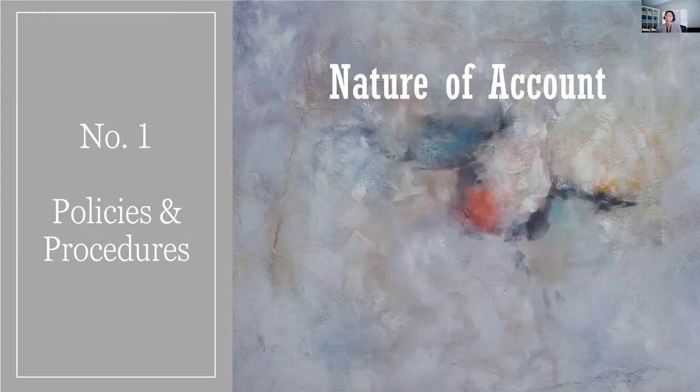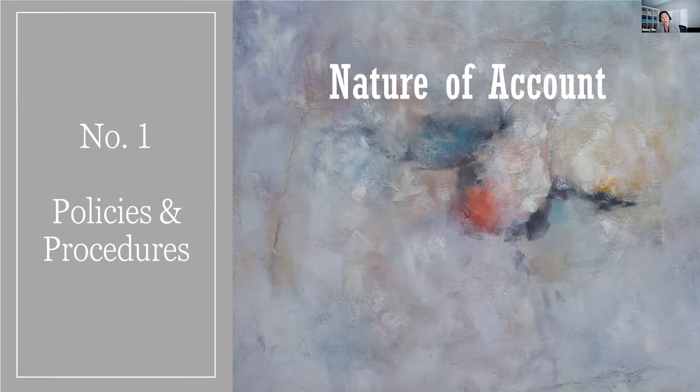So we want to generally document three types. One is the nature of the account. What is this account for? Why was it born? For example, is this a pass-through account? Because if it is, then guess what? I can expect balances to be zero at the end of the month. And if it's not, we might have a problem, right?